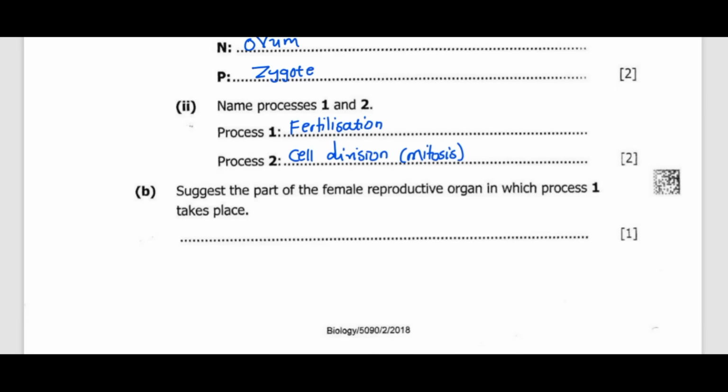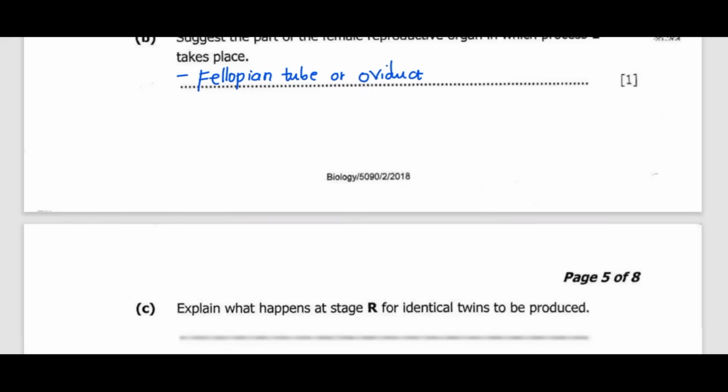So mitosis is just the increase in terms of the number of cells. Then suggest the part of the female reproductive organ in which process 1 takes place. So process 1 is fertilization. So in human beings, specifically female, the process of fertilization mostly occurs in the fallopian tube. Fallopian tube is also known as the oviduct. So if you say oviduct or fallopian tube, the answer is still correct.